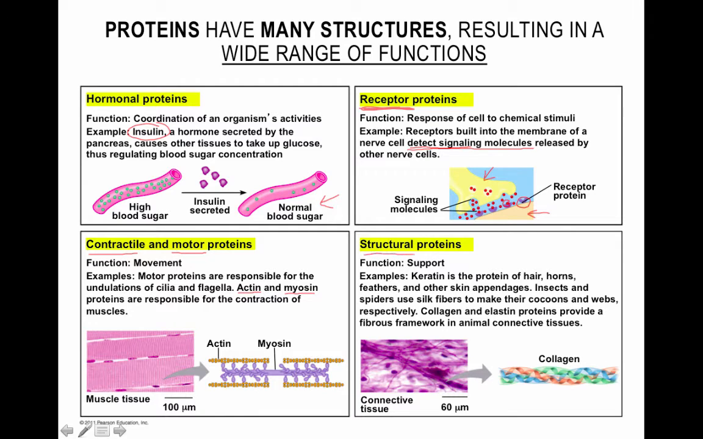Other proteins are structural and function in support, such as the keratin protein of the hair, horns, feathers, and other skin appendages. Insects and spiders have silk proteins that make their cocoons and webs function as they do. Collagen and elastin are structural proteins that are important in our connective tissues. There are many, many examples of protein function.